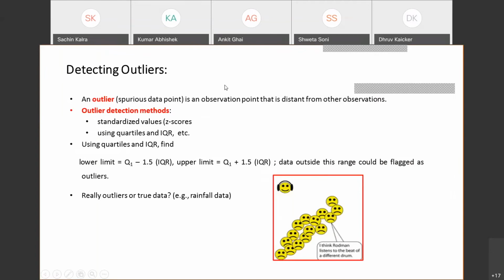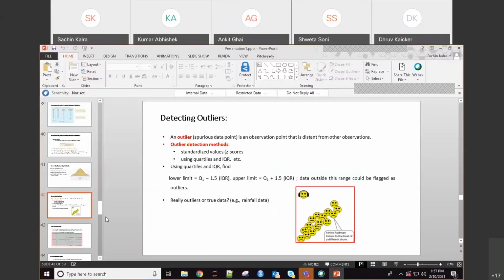Now, let's come to detecting outliers. Just a second. I think there is half an hour left. And where are we? Okay, we are on schedule. Great.